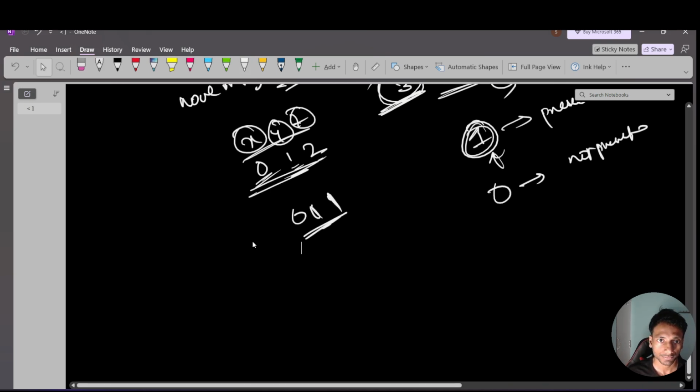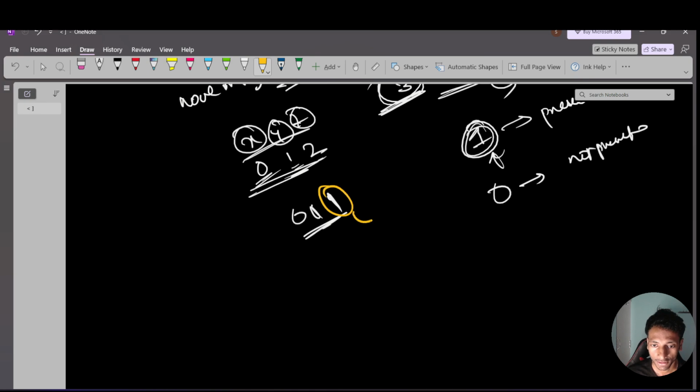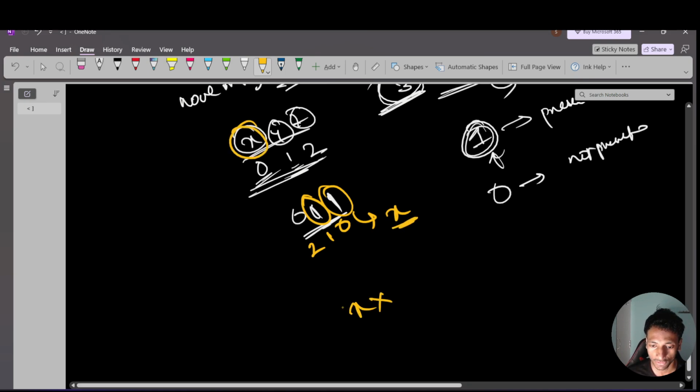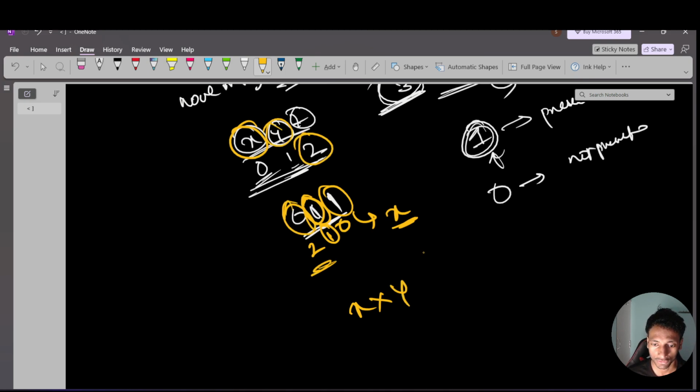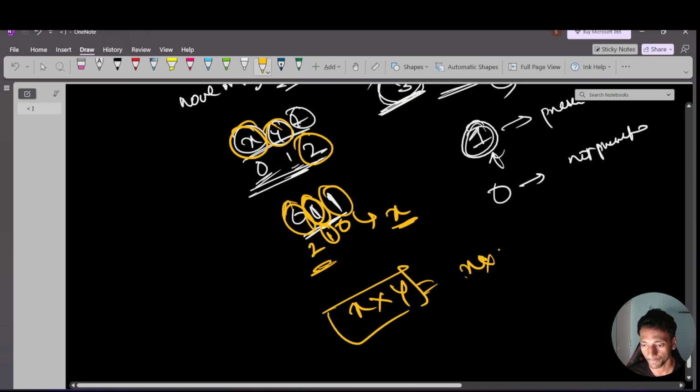Now you can see that this bit is set, which means x is present. This is the 0th bit, this is the first bit, this is the second bit. The 0th bit is set, that means x will be present in this subset. Similarly, the first bit is set, which is y. So x into y. The second bit, for z, is 0, so z is not present. So ultimately, the product of this subset is x into y. Clear?